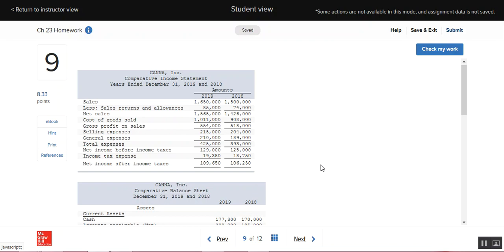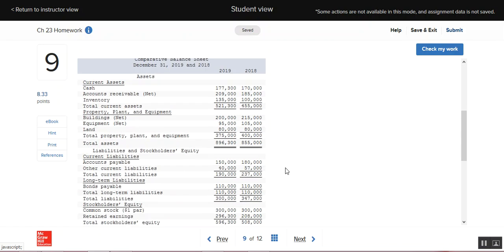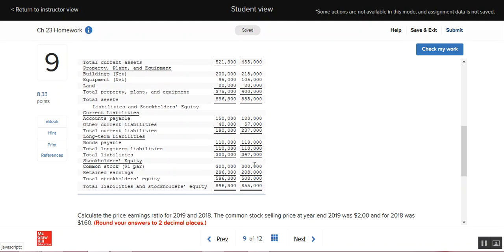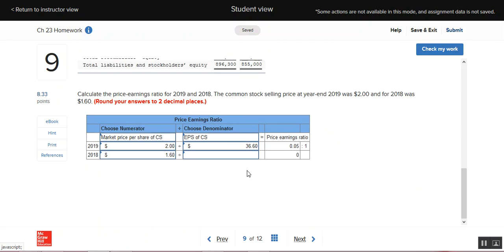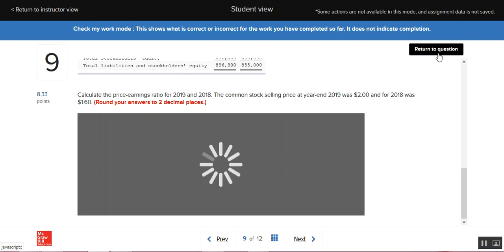Same thing with 2018. Our net income was $106,250. We don't actually have to calculate the common stock again because it was the same. So we're going to divide that by 300,000. So it's 35.4 cents. 35.42, sorry. And I hope I rounded correctly to 2 decimal places on the previous one. Let's just see.